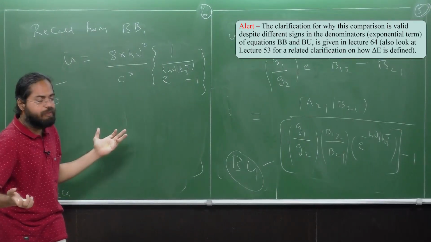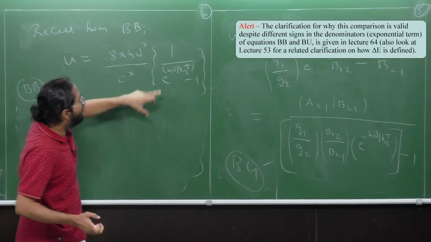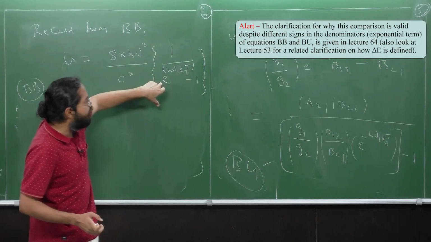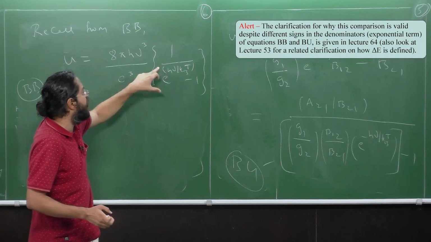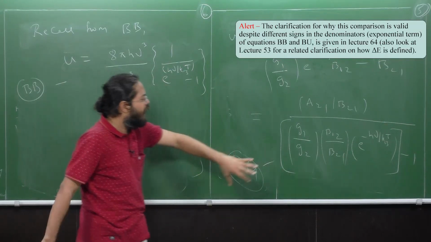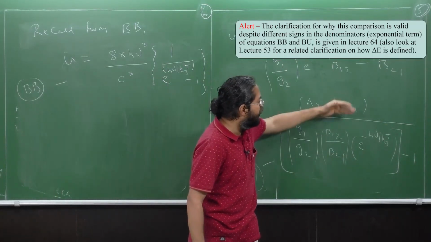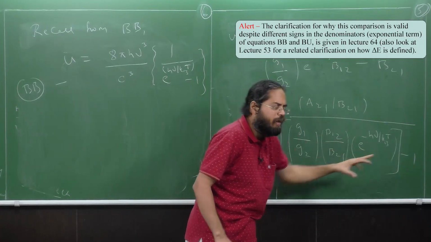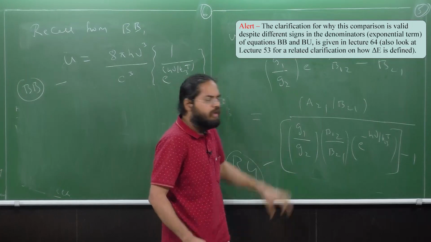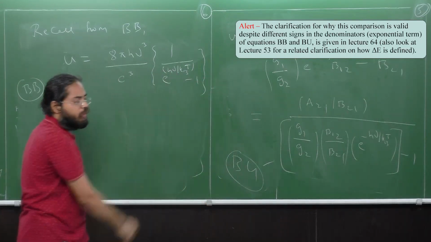The RHS also have to be the same, and the forms are somewhat similar. The forms of this term right here, right? It is of the form 1 over e to the power h nu by kBT minus 1, and here also there is some term divided by e to the power h nu by kBT minus 1, but there are some prefactors. How do we compare the two equations?